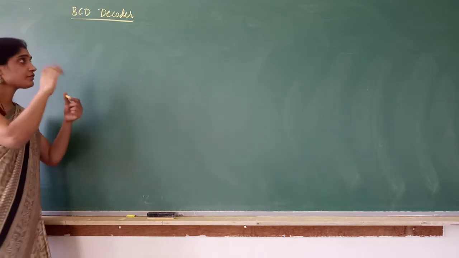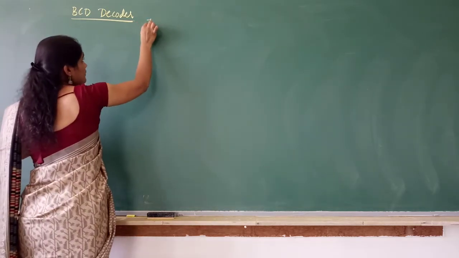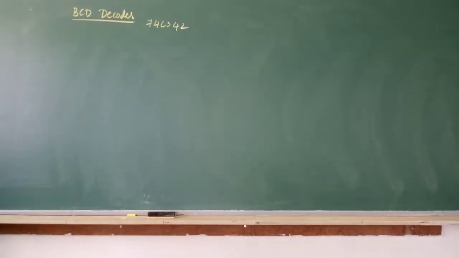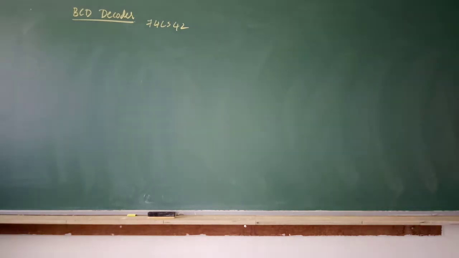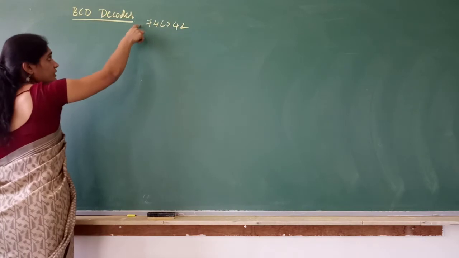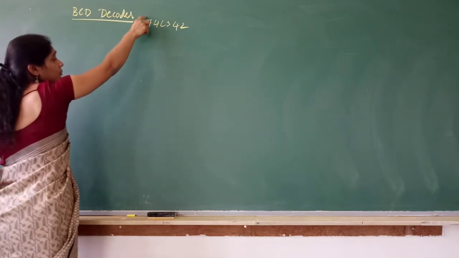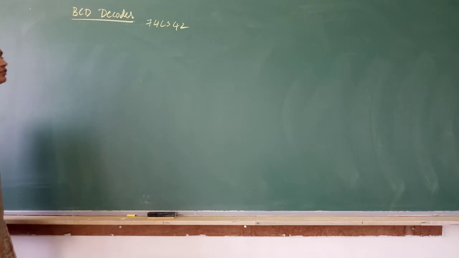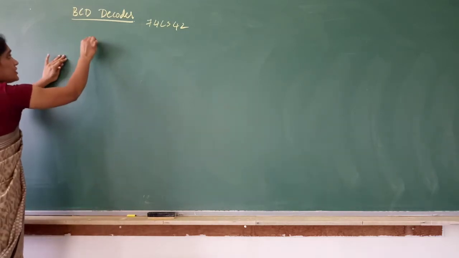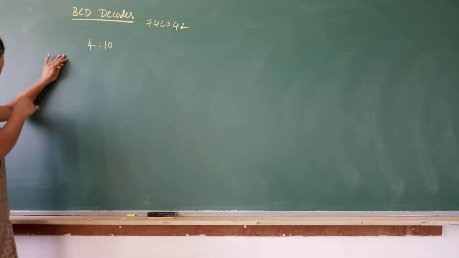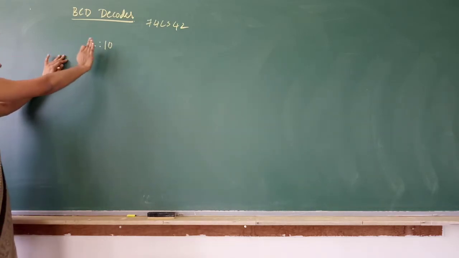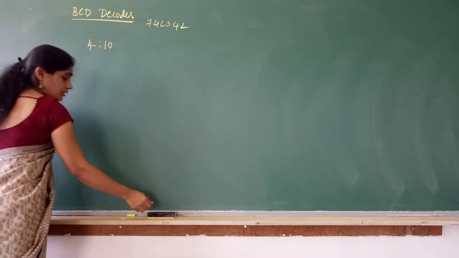In this, let me first tell you the IC number. The BCD decoder IC number is 74LS42. Before the 74, the manufacturing company initial will be there, but the IC number for BCD decoder is 74LS42. So for this BCD decoder we will have 4 inputs and 10 outputs. For BCD decoder it is not 2 power 4. The standard BCD decoder has 4 inputs and 10 outputs.